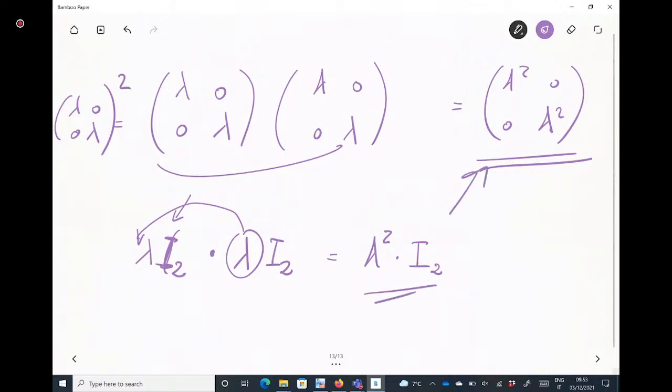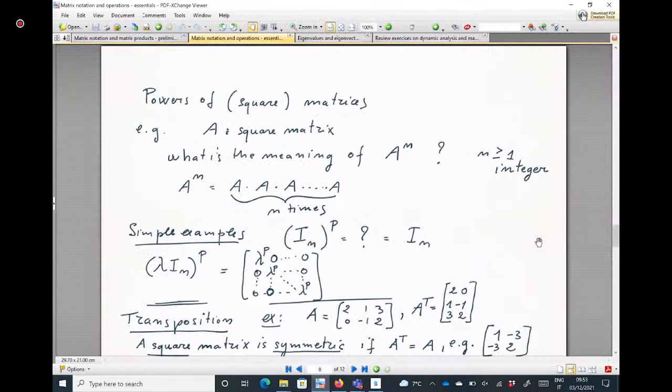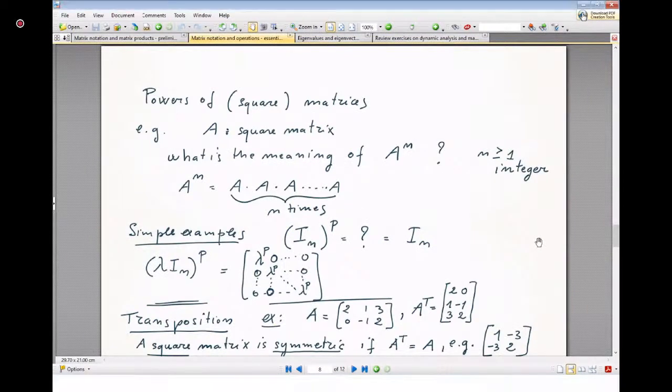Also, if you have two matrices, for instance, alpha identity of order 2 times beta identity of order 2, they are two scalar matrices, but the constants here are different. Of course, the result will be alpha beta times identity of order 2, and so on and so forth. These simple structures are very useful.